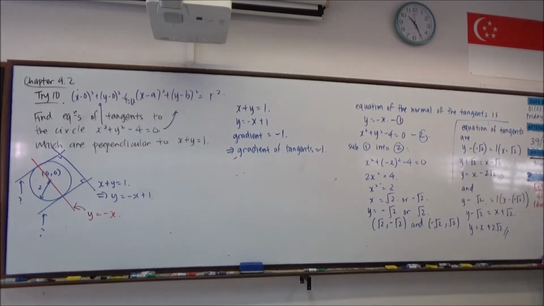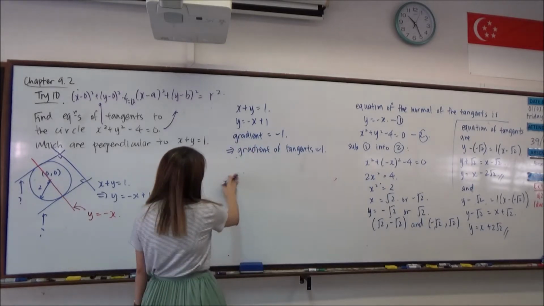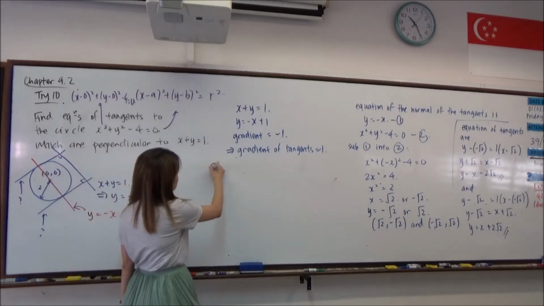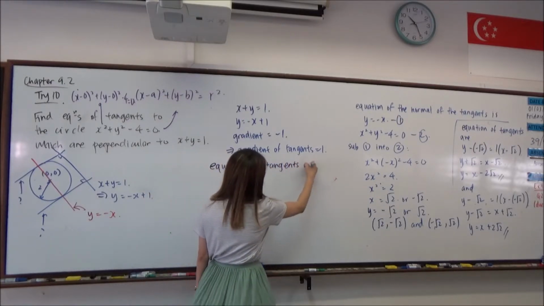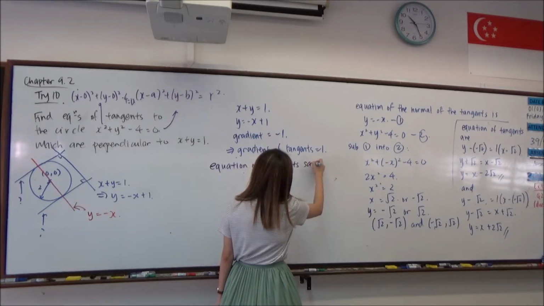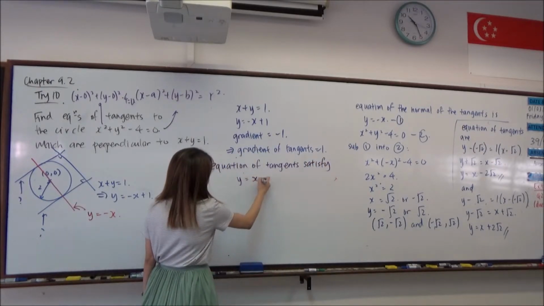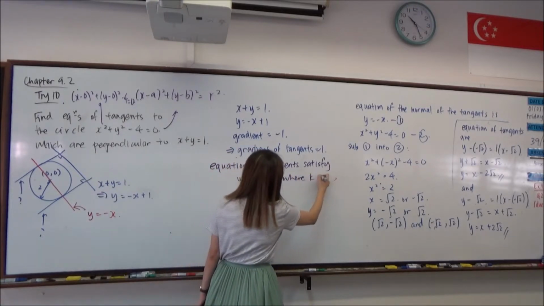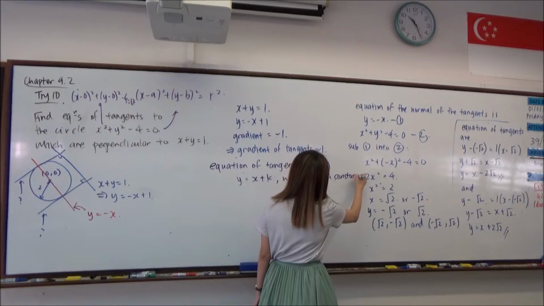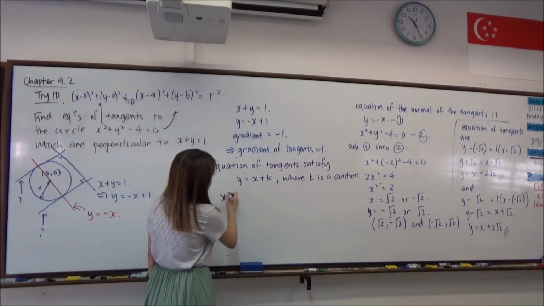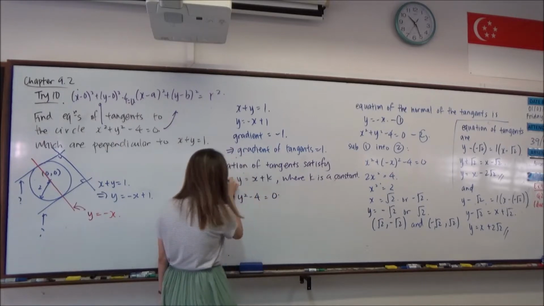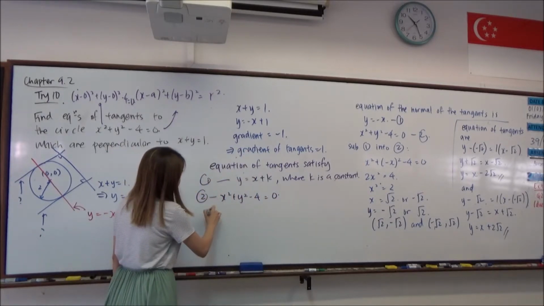Okay, let's go with another point of view. So just now I mentioned that knowing that the gradient of the tangents is 1, we know that the equation of the tangents satisfies y equals x plus k, where k is a constant. Then because we know that the tangent will definitely intersect the circle, we can do our simultaneous equations with the equation of the circle. So sub 1 into 2.